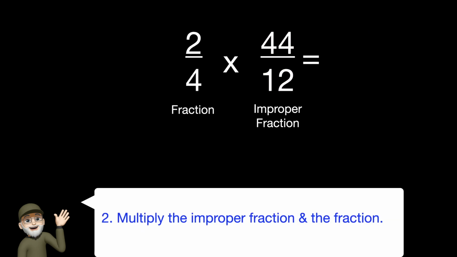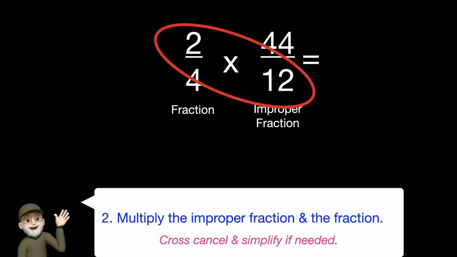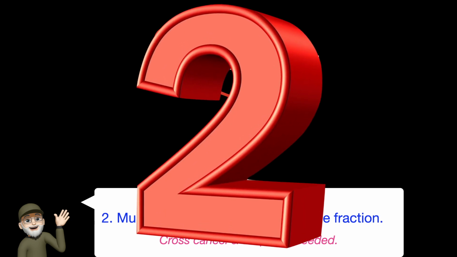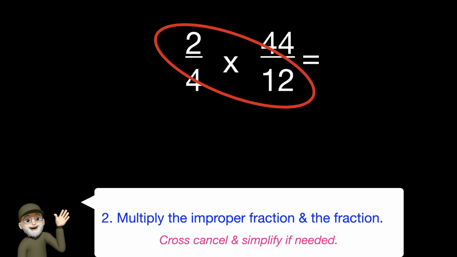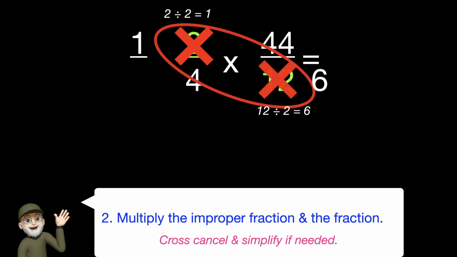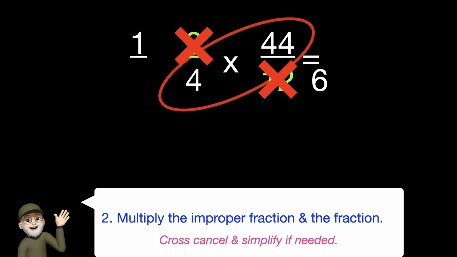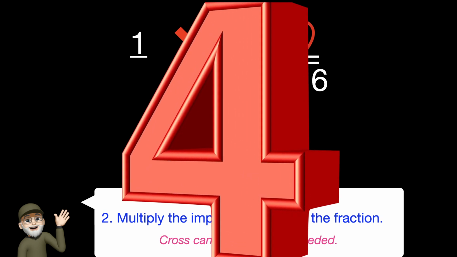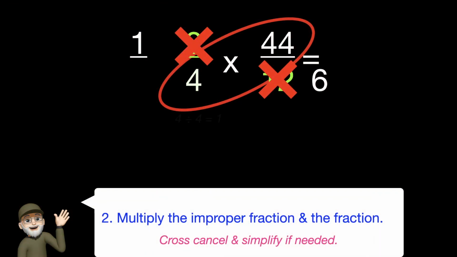Now we are ready to multiply the improper fraction and the fraction. But first, let's see if we can simplify the fractions because it'll make it easier to multiply later. So, we're going to use our cross-cancellation strategy. And what is the greatest common factor of 2 and 12? That would be 2. At the top, 2 divided by 2 is equal to 1, which means we're going to rewrite that as 1. At the bottom, the 12 divided by 2 is 6. So we rewrite that as 6. Next, we're going to check 4 and 44, and is there a greatest common factor? Yes, 4, which means we're going to divide both by 4.